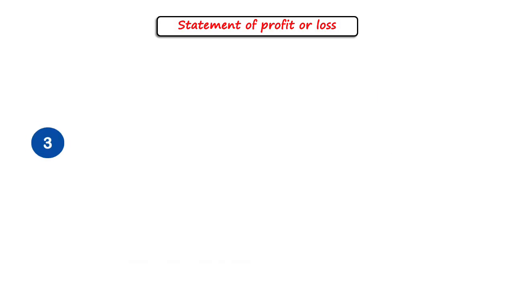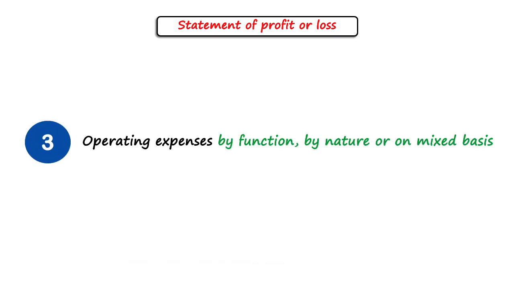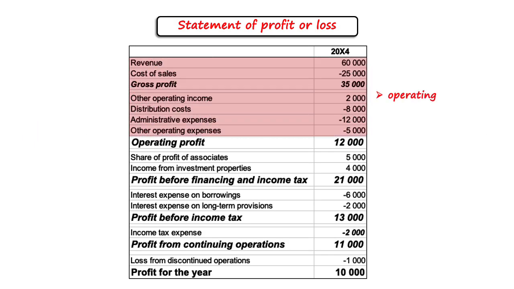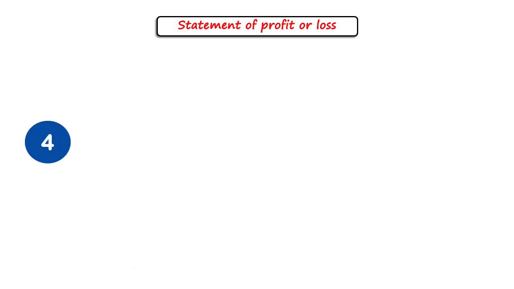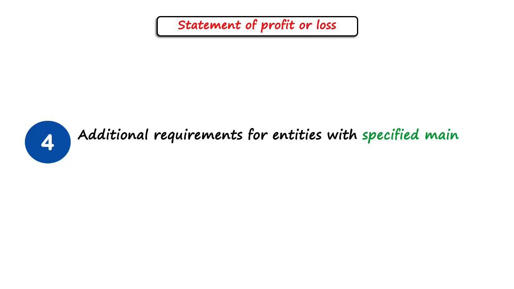Change number 3, IFRS 18 requires presenting operating expenses either by function, by nature, or on a mixed basis. Now, I know this is not completely new, but these requirements became more structured and precise. So basically, we are speaking about the operating part here, and we must make sure that the operating expenses are presented either by function, by nature, or on a mixed basis. And that really depends on the assessment of the entity's operations. It's not a choice.